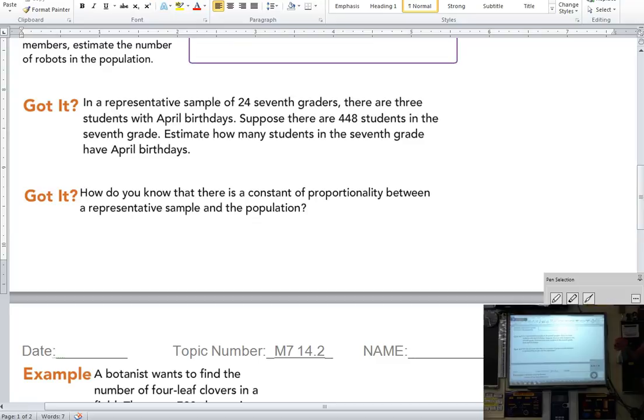We gotta keep moving. So, try this on your own. I'm gonna give you like a minute, maybe. Sample of 24 7th graders. That seems important. There are 3 with April birthdays. I have an April birthday. I'm not a student. If there are 480 students, hey guys, unless you have an answer yet, we shouldn't be talking.